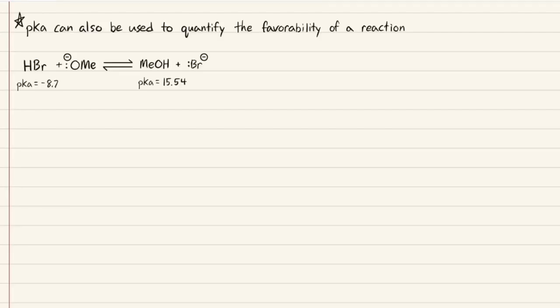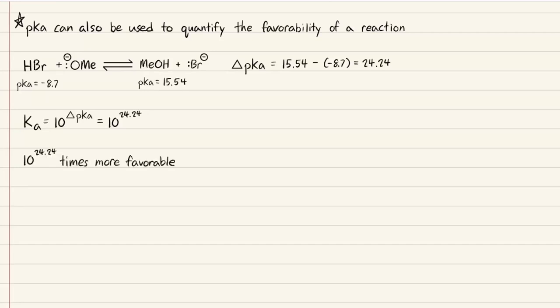The pKa of HBr is -8.7, and the pKa of methanol is around 15.54, giving a difference of 24.24 pKa units. From this difference in pKa values, we can calculate the equilibrium constant Ka for the reaction using the equation 10 to the delta pKa. This gives us a value of 10 to the 24.24, indicating that the forward reaction is 10 to the 24.24 times more favorable, or in other words, more favorable by 24.24 orders of magnitude.